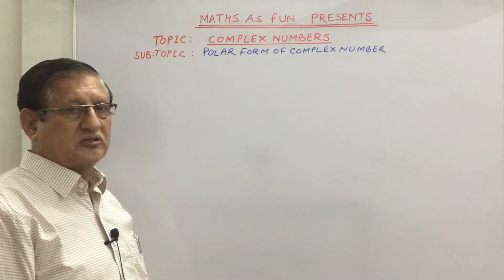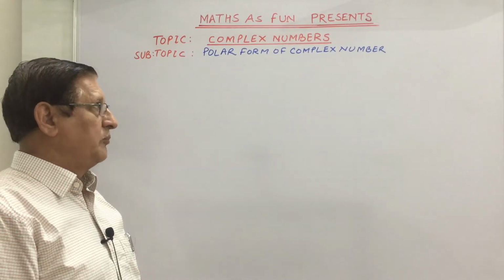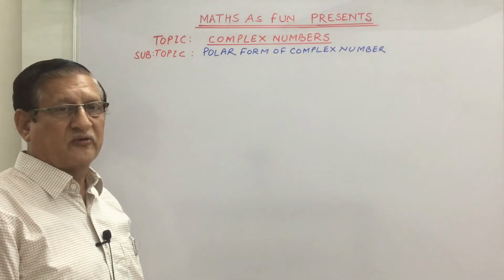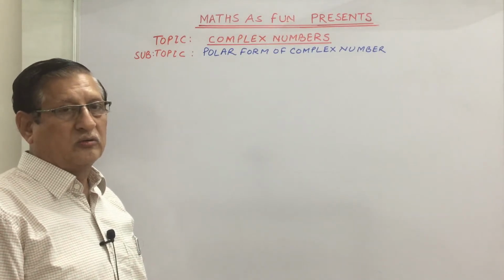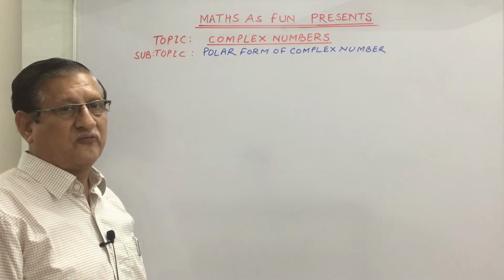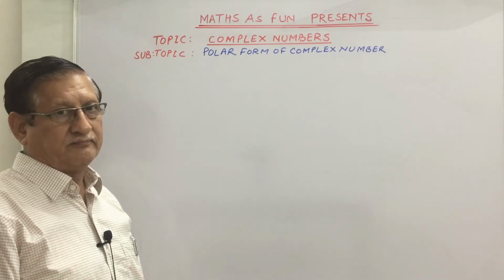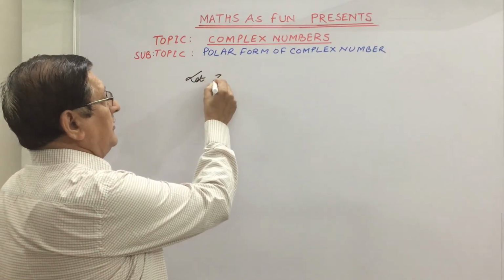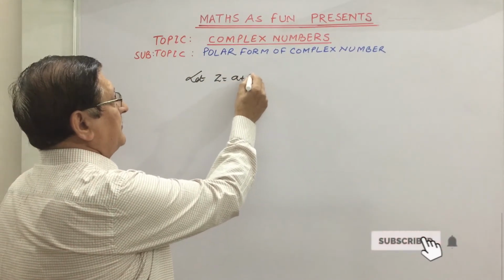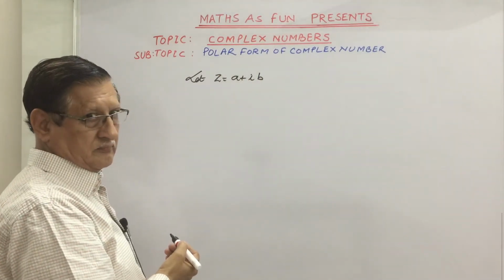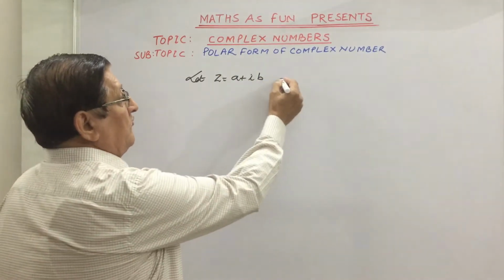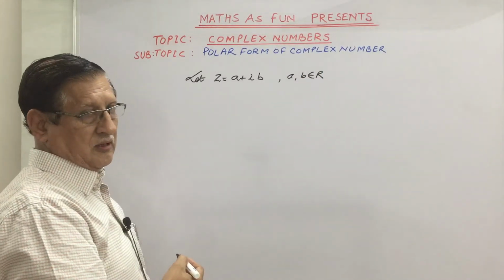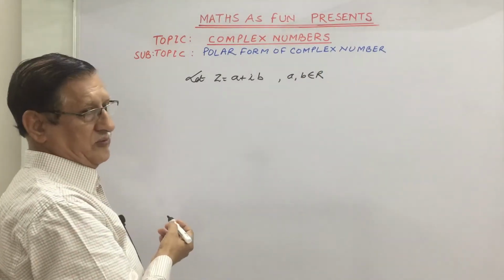Hello everyone, in this video we'll learn about the polar form of a complex number, how to find the polar form of a complex number, and then how to find the a plus iota b form from the polar form. Let's see, suppose you have been given a complex number z which is a plus iota b, where a and b are any two real numbers, and we want to find out its polar form.